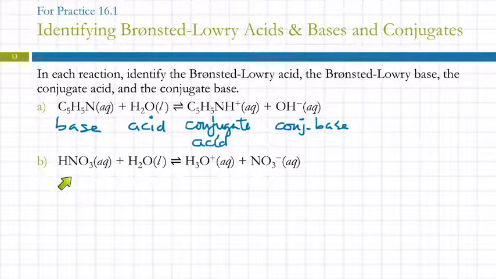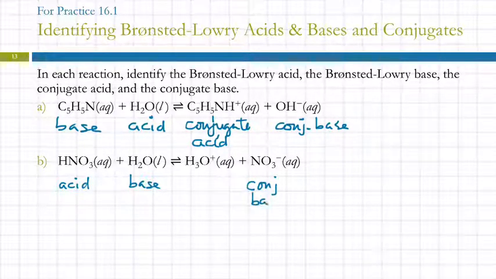Let's look at this one. HNO3 and water. Well, what's the HNO3 doing? It's losing a proton, right? So that makes it an acid. And what's happening to the H2O? It's the base. It's accepting a proton, right? So what's the conjugate base on the other side? The conjugate base. It's the one related to the acid. So this is the conjugate base. And this is the conjugate acid.